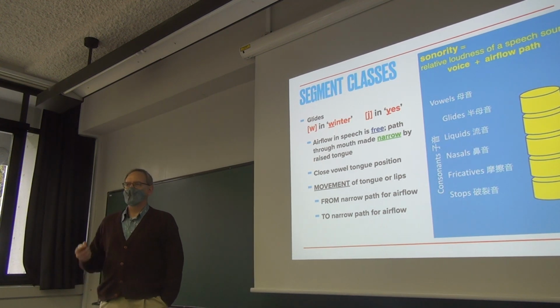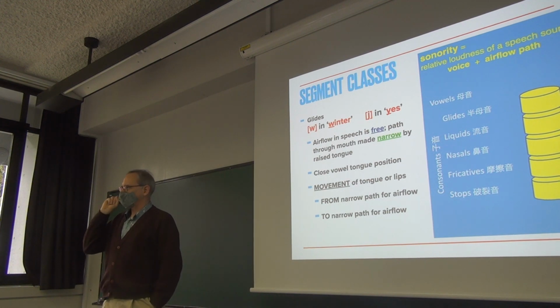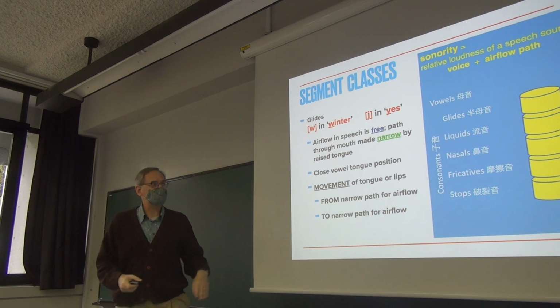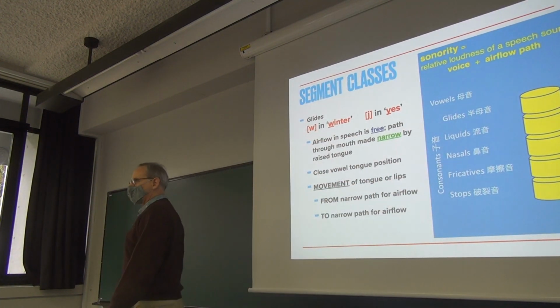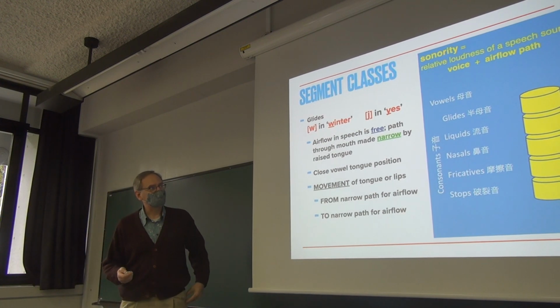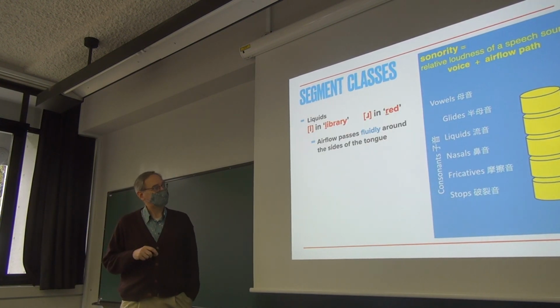Okay, so far. And important, please remember that the glides and the close vowels belong to the same segment class. It's often easily confused because it's a little confusing.